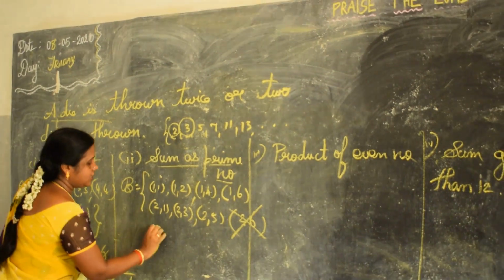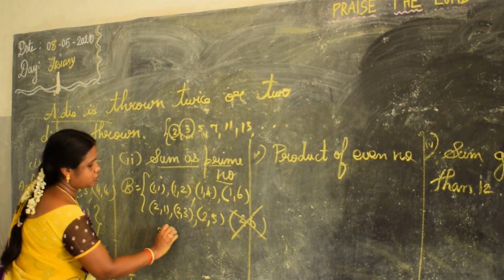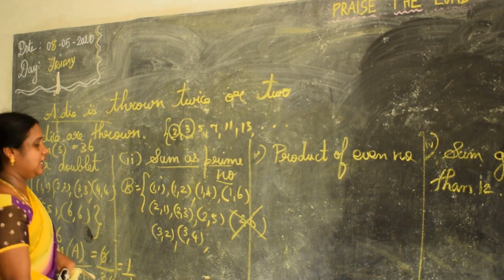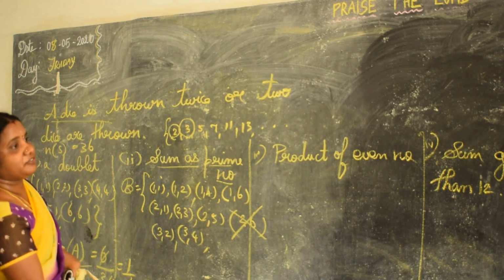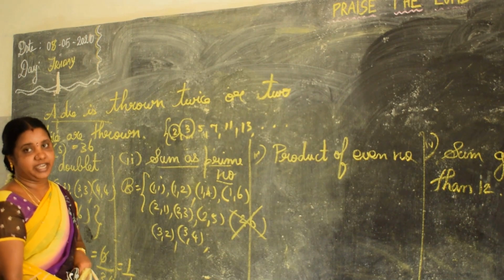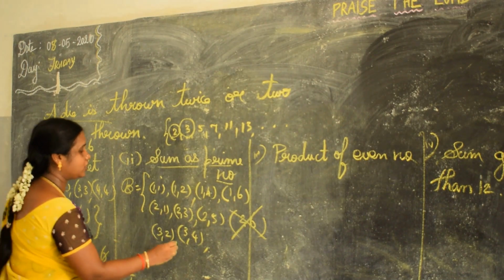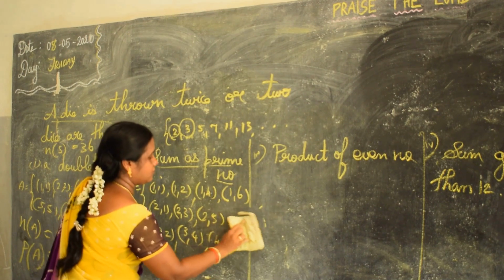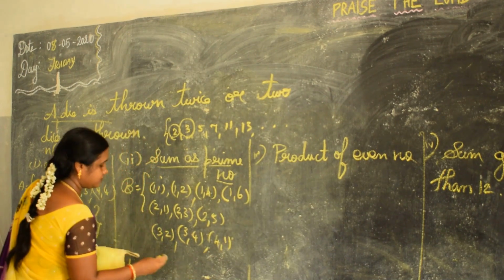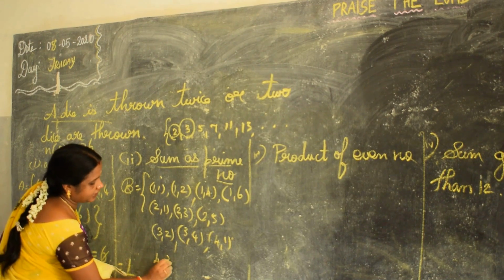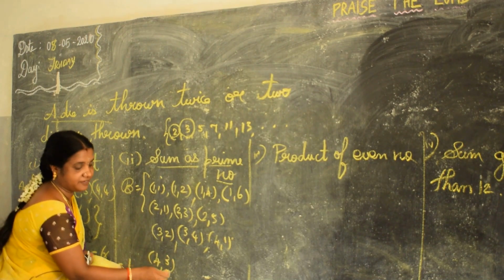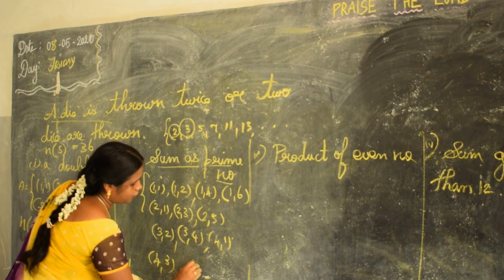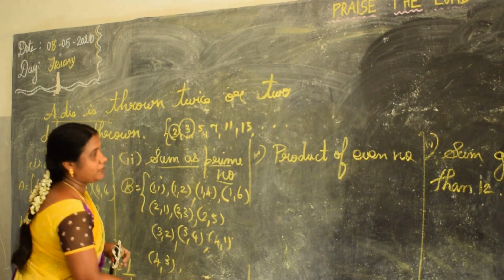Next one. Next you can write 3, 2. Next 3, 4. Next 3, 5 won't come. If you add that, you will get 8. 3, 6 is 9. It also won't come. Next 4, 1. Next 4, 3. If you add, you will get 7. Next 4, 4 won't come, 4, 5 won't come. Next 4, 6 also won't come. 4 plus 6 is 10.